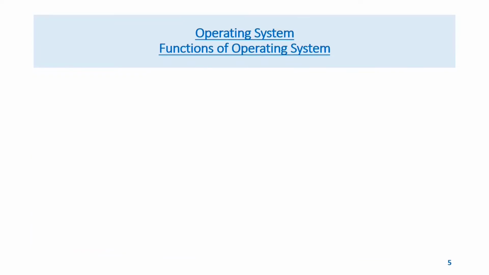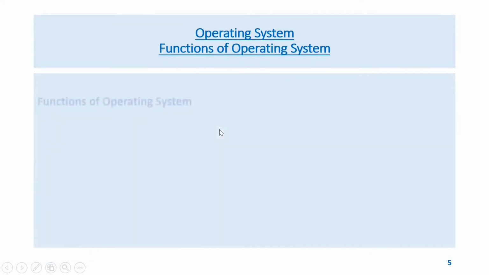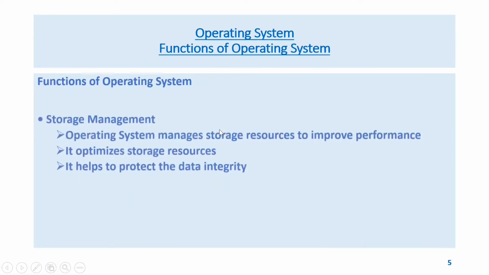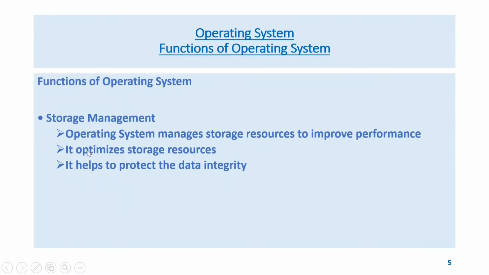The next function of the operating system is storage management. Operating system manages storage resources to improve performance. It optimizes storage resources. It helps to protect the data integrity. By optimizing the storage resources, it helps to protect the data integrity.